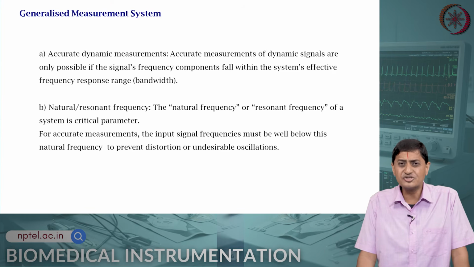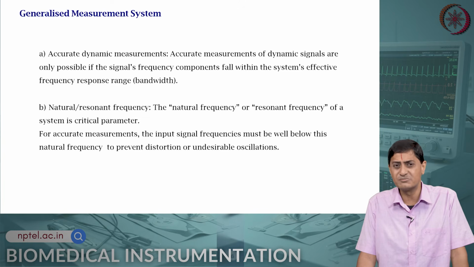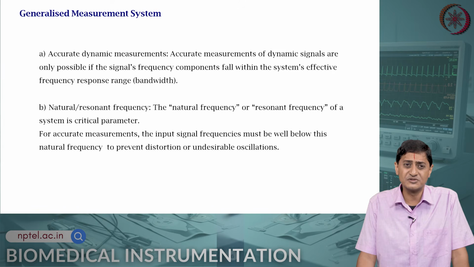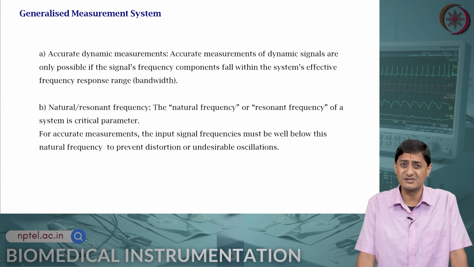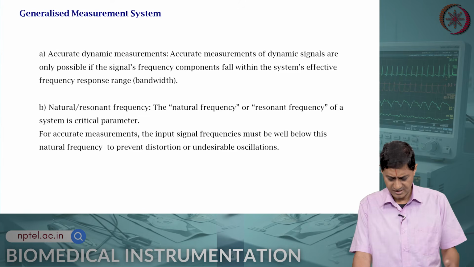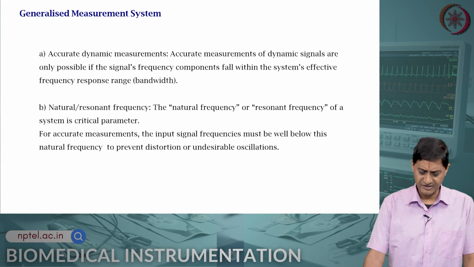And the natural frequency of a system, or resonant frequency, is a critical parameter. For accurate measurements, it is important to have input signal frequencies that are well below this natural frequency to prevent distortion or undesirable oscillation, because if you are at resonance, then there will be oscillations. You must work well below this level, right.